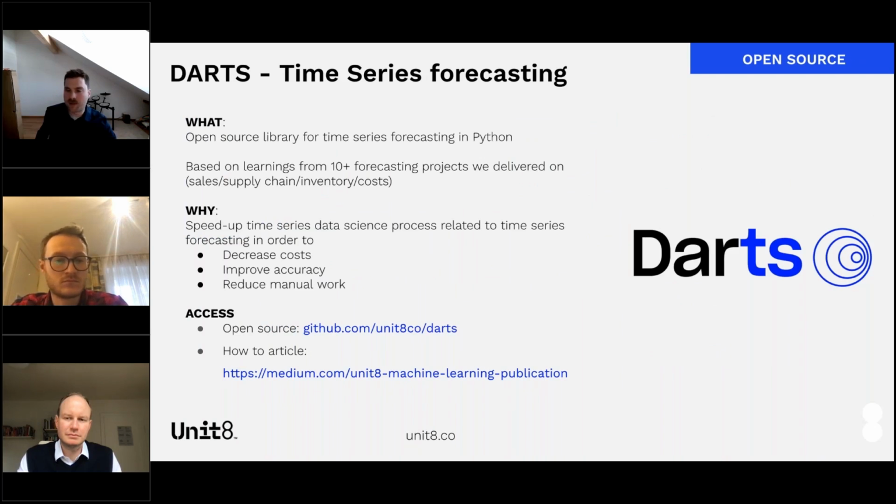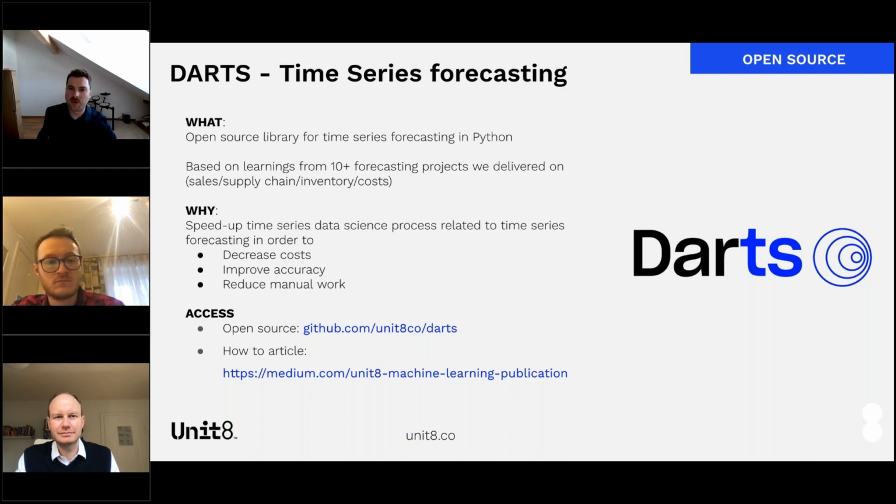Around this topic of forecasting, because we saw it several times for several customers, over time we decided to create our own technology around this. So we built a Python library which is called Darts. Initially, we built it for ourselves only, as a collection of algorithms. With Darts, you can use simple algorithms for forecasting, but you can also use deep learning, for example, for forecasting. You can do that quite easily.